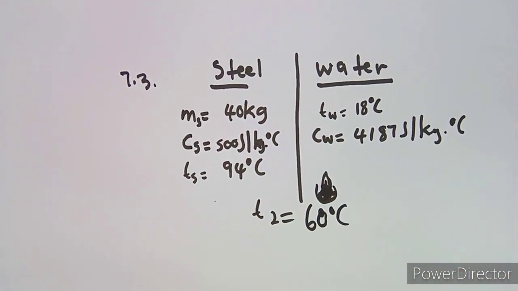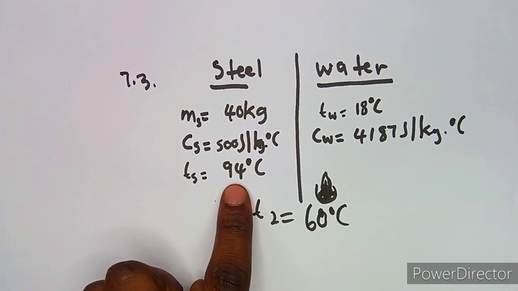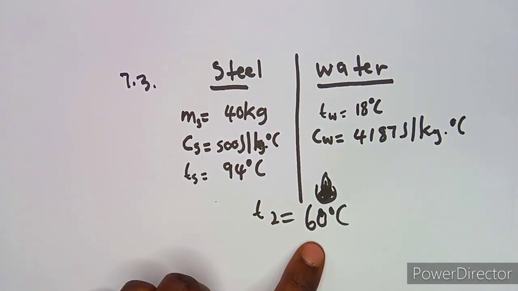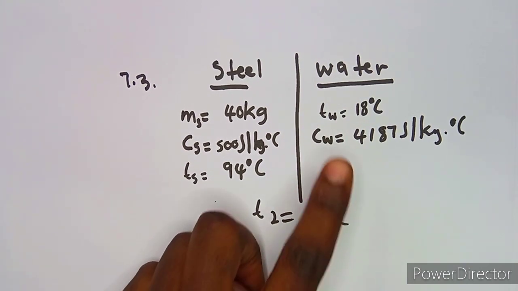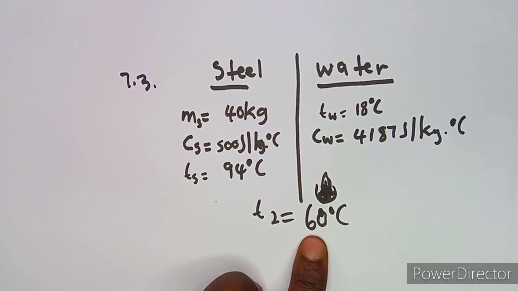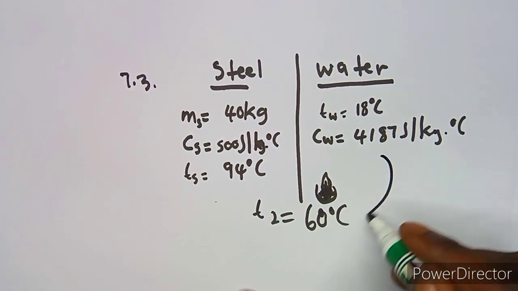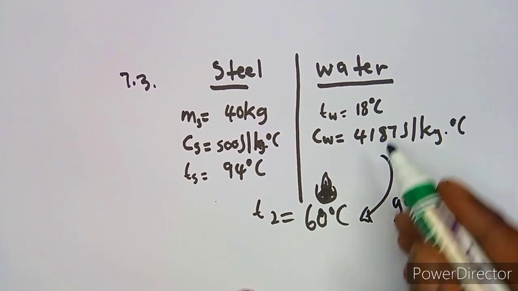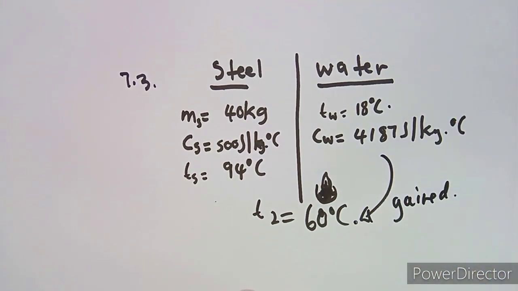All right, so let's take a consideration before the question. Let's analyze from the information. Our steel is at a temperature of 94. After that, its temperature is now 60 degrees. Water was having a temperature of 18. After that, it is now having a temperature of 60 degrees. So as you can see, water gained, because from 18 to 60 there's an increase.